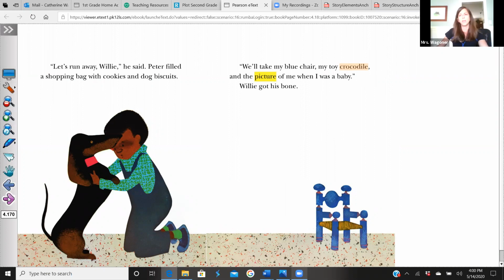So we can make an inference here now that the dog's name is Willie. Willie got his bone. Oh, so that must mean where the cover or the title page picture came from. Why does Peter fill a bag with cookies and dog biscuits? They're going to be traveling or going somewhere. They might get a little hungry. Why is Peter running away? What clues in the text tell you this?